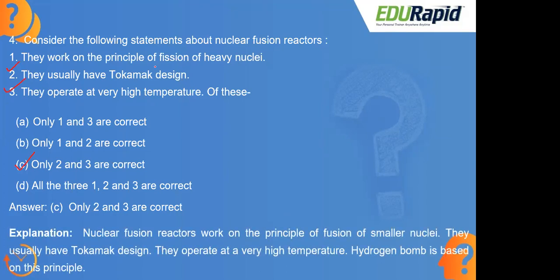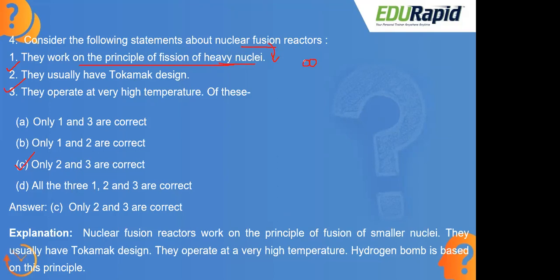Let's consider the first statement now: they work on the principle of fission of heavy nuclei. As I was telling you in the previous slide, nuclear fusion is the one where lighter particles come near each other so that they collide with each other. During this collision, it releases a high amount of heat energy, with high temperature. So we can say that the smaller, lighter particles are involved in the nuclear fusion reaction.